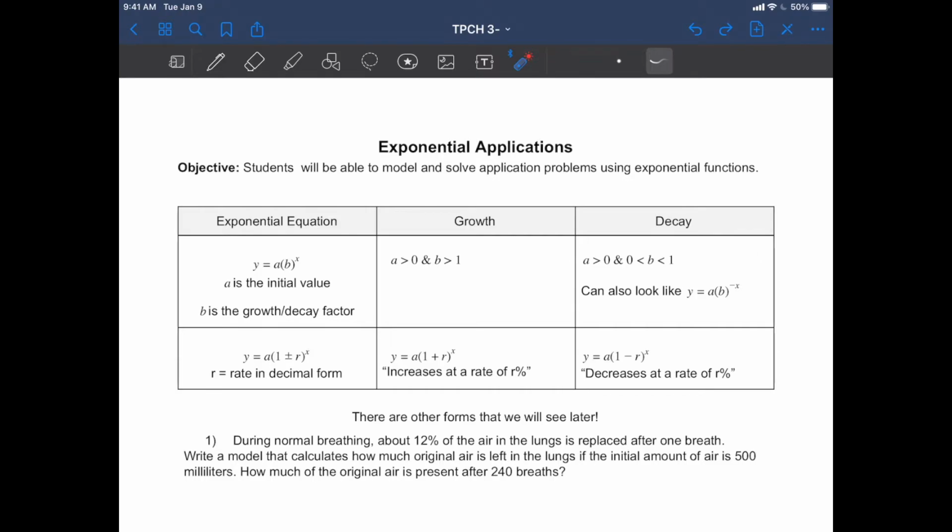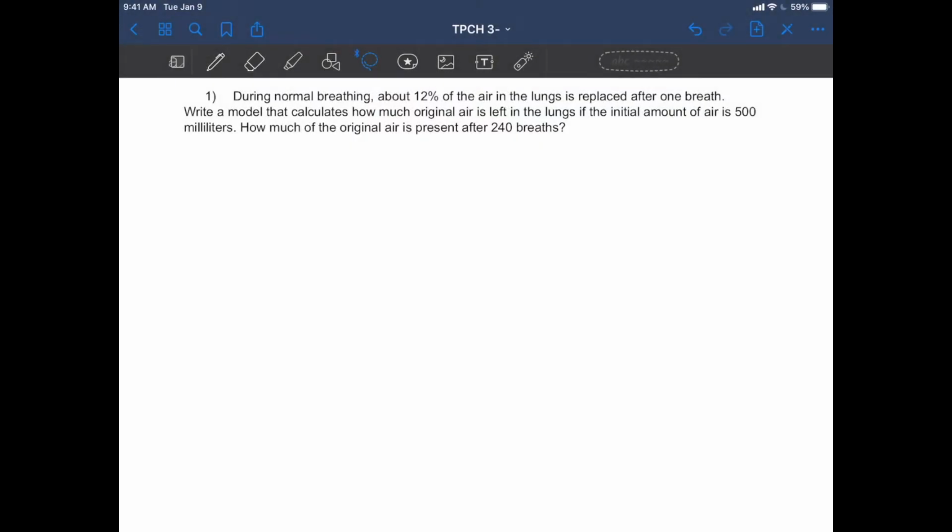We also have this form here in which r is a rate in decimal form. It's going to be given to us in the problem as a percent, but we must put it in decimal form. It's very similar to our financial application that we saw previously. You'll have growth if you see something like increases at a rate of r%, so then you use the plus inside. If you see decreases at a rate of r%, then you will use the minus inside.